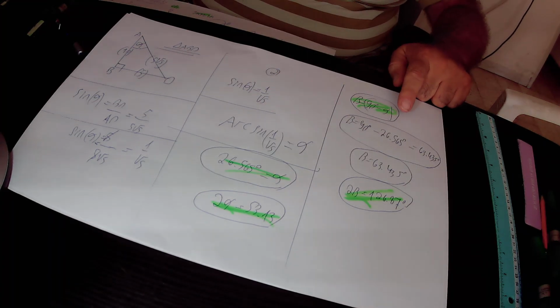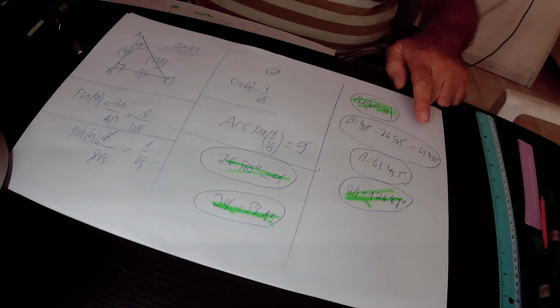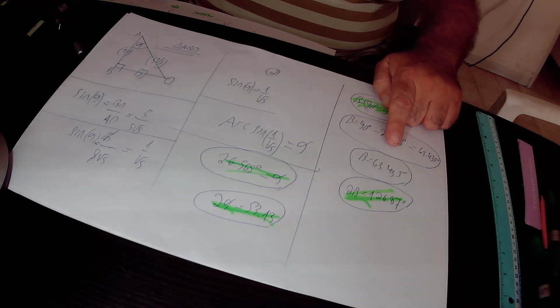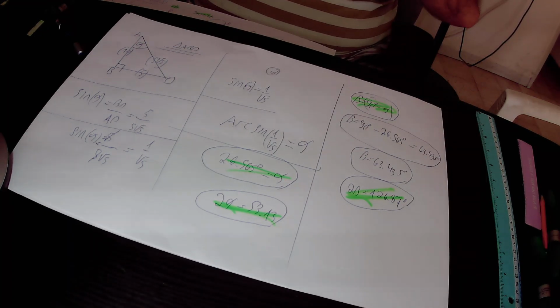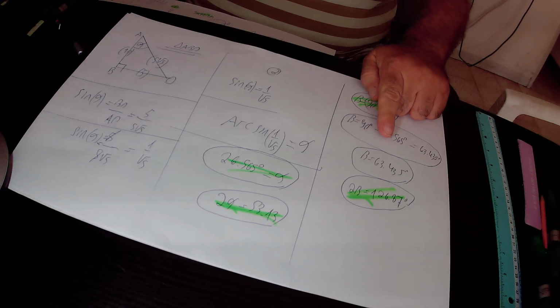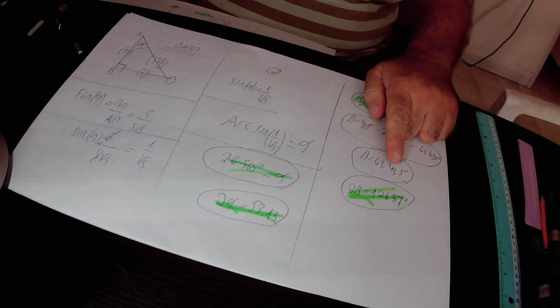So 90 degrees minus 26.565 degrees is equal to 63.435 degrees. So in total, we found out that beta equals 63.435 degrees in its size, and therefore 2 beta equals 2 times 63.435 degrees, that is actually 126.87 degrees in its size.